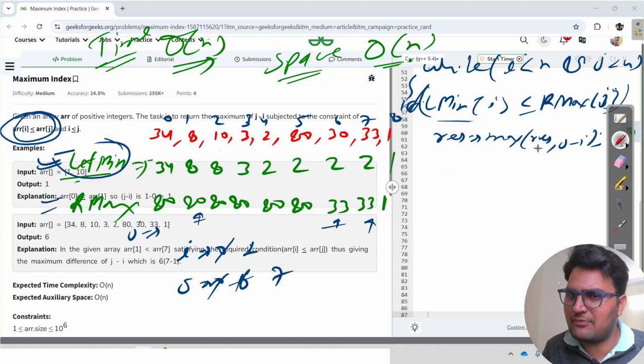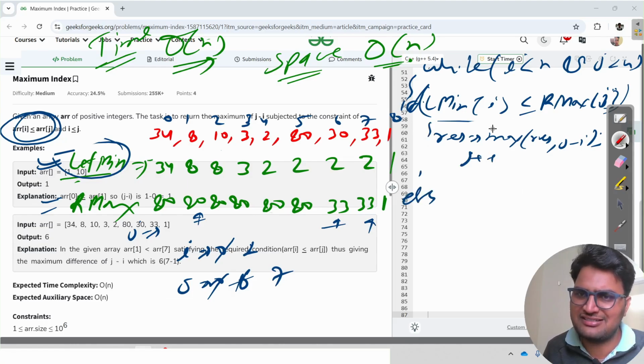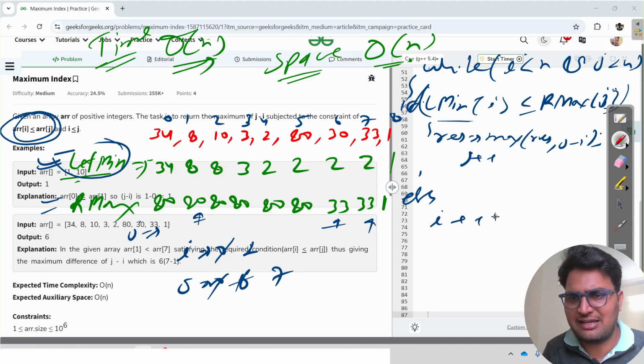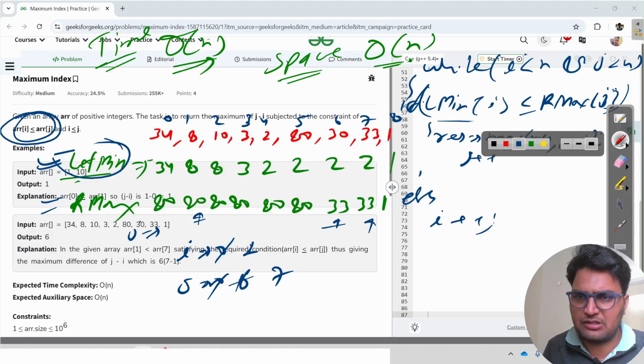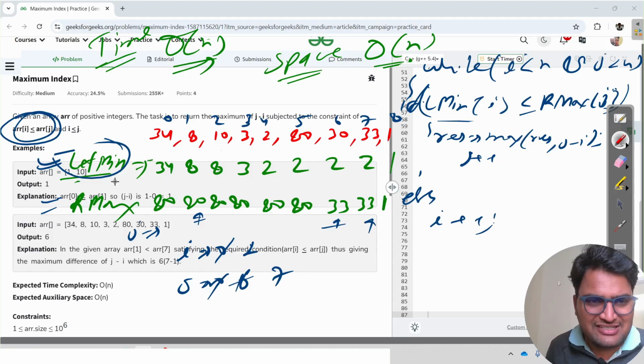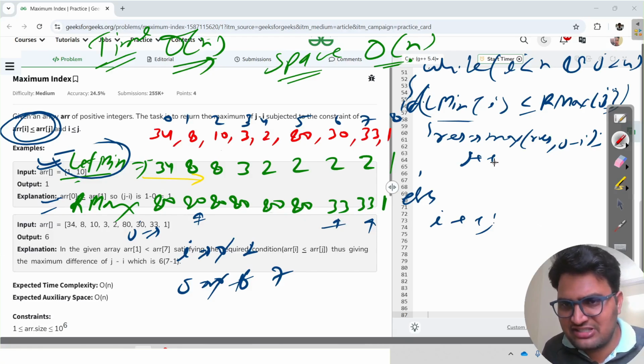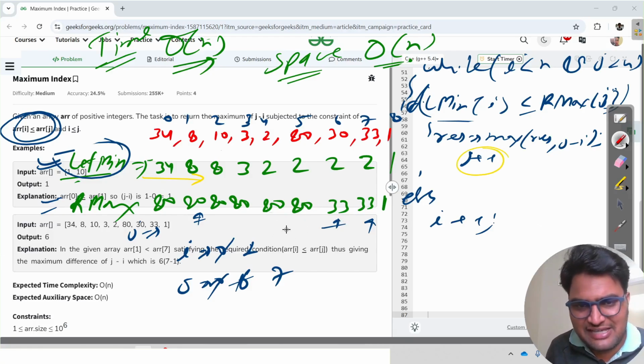So each and every time I will calculate, and then I will increase j plus plus in this block. Else, if this condition is failing, then I will do i plus plus. I will increase the index i. Why am I doing this? Because if I increase i this way, I am minimizing the window, and if I am increasing j, j plus plus, I am maximizing the window.